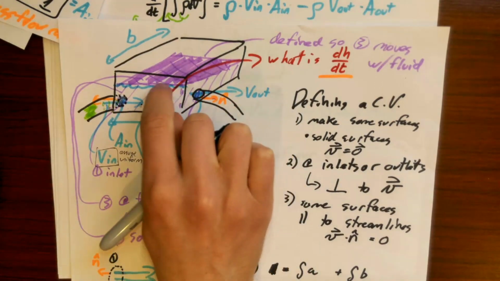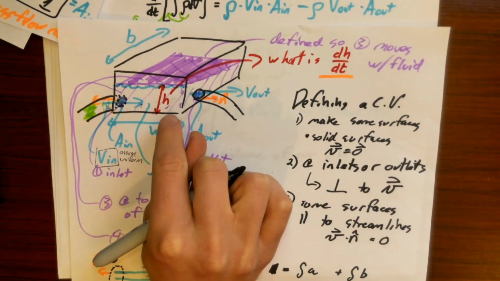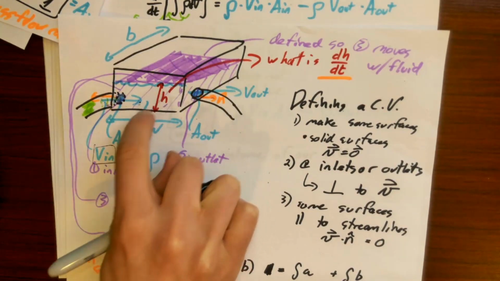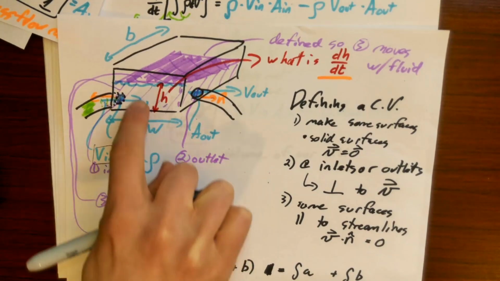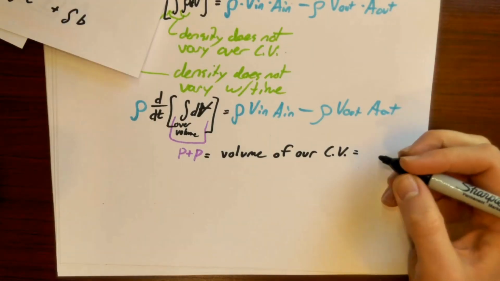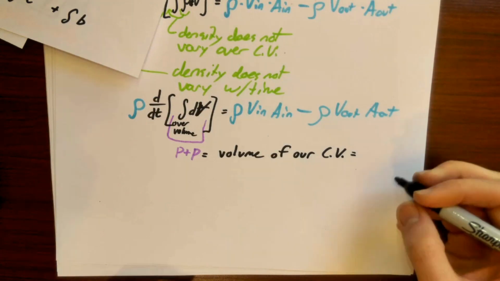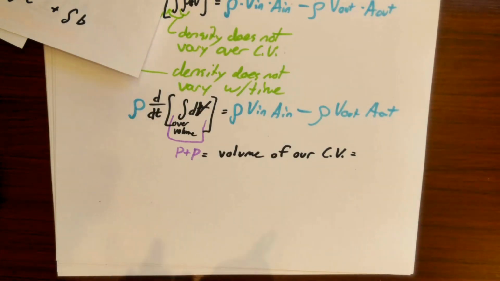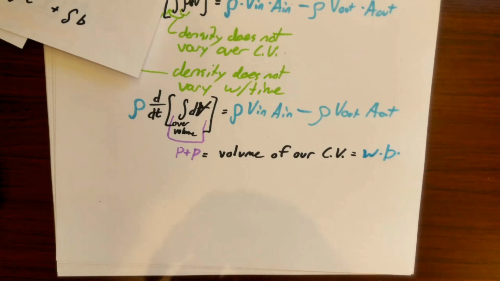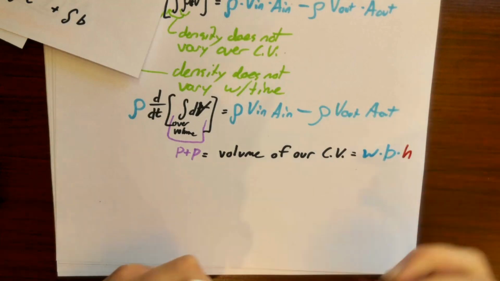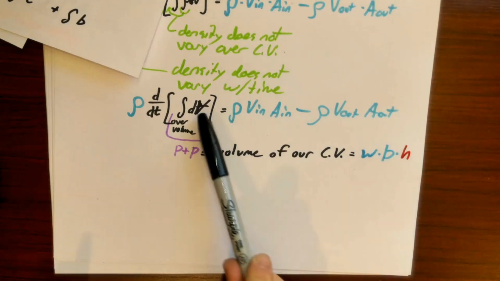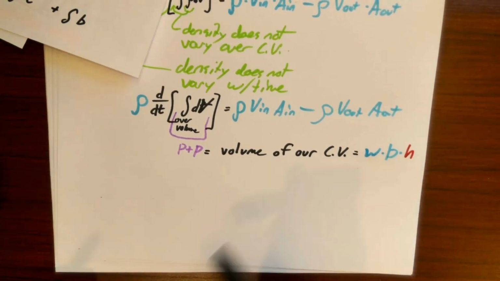Can we express this volume in terms of known parameters? Why, yes. I've drawn a rectangular reservoir here, so the volume of our control volume is just the width times the length times the depth, which is w times b times h. Awesome. So the volume of our control volume, the stuff within this derivative, is now going to be width times length times depth. But that's still within this time derivative here. So let's now plug this volume of the control volume in.